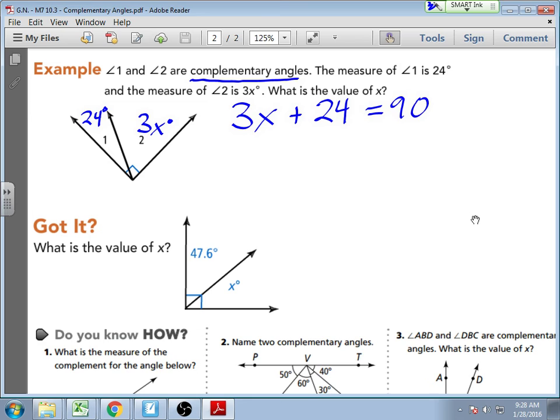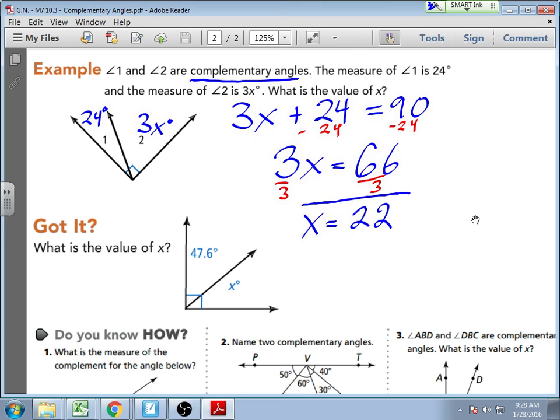Katie, what would I do? She left. Bella, what would I do first here? I get rid of my constant by subtracting 24 off of both sides. Then 3x will equal 66. Because remember, you subtract the 20, then subtract the 4. So then, Brennan, tell me what to do. Divide by 3, which then gets me the answer of, thank you, Brennan, 22.